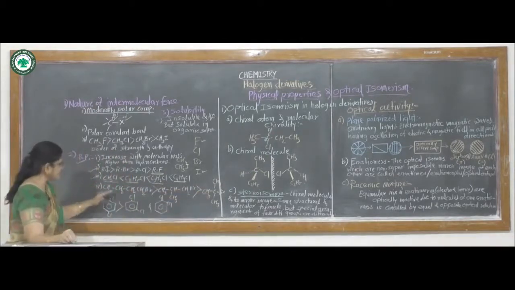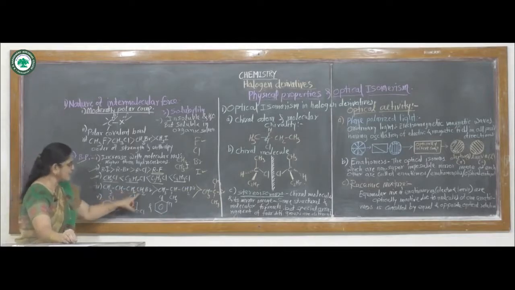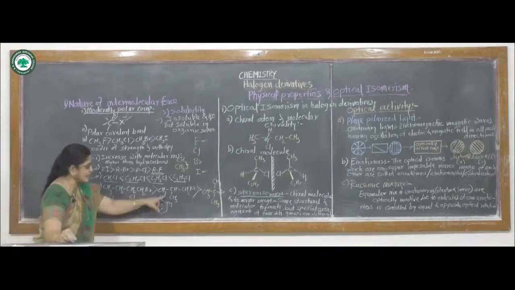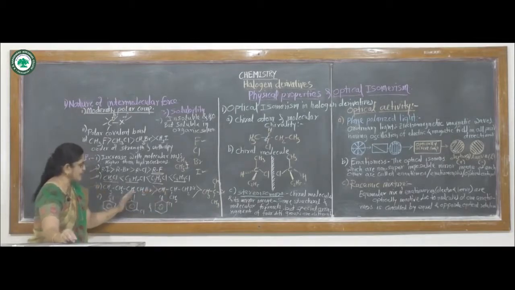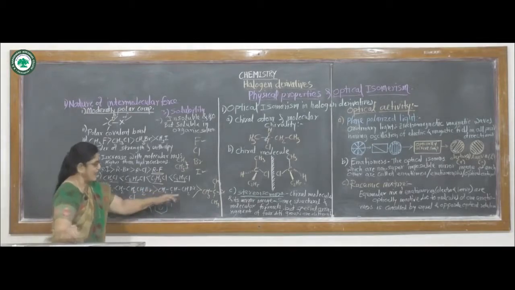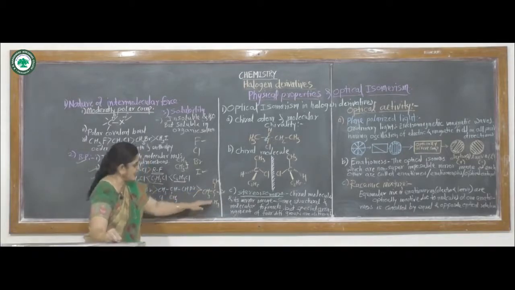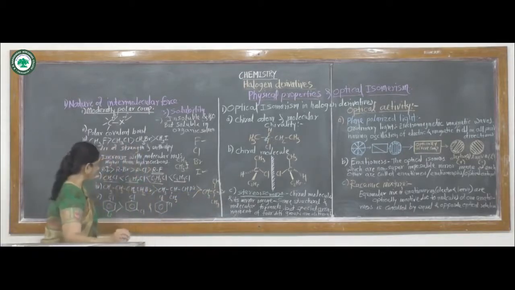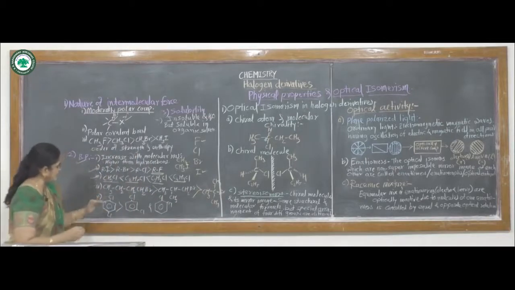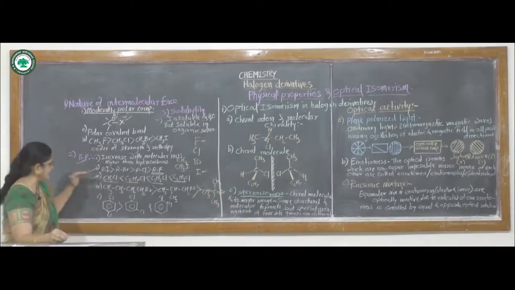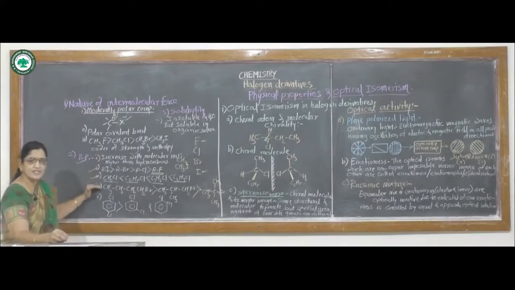That means in the straight chain compound the boiling point is higher, and in the second compound, as there is one branch, the boiling point is less than that of the straight chain compound. In the third, the branches are increased, so the boiling point also goes on decreasing. This is because of the decrease in van der Waals force.